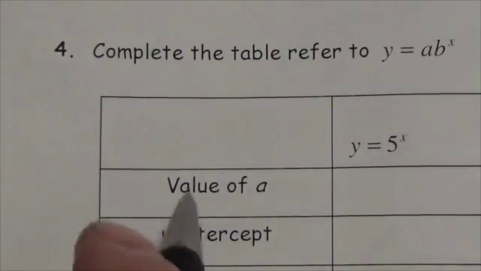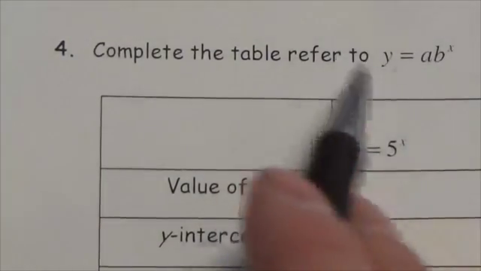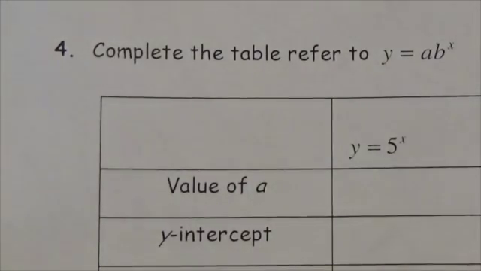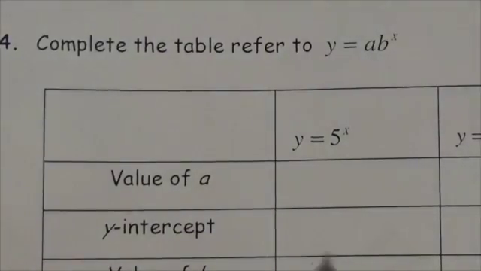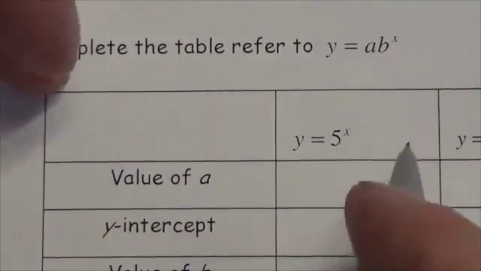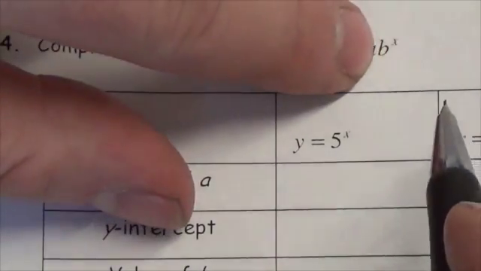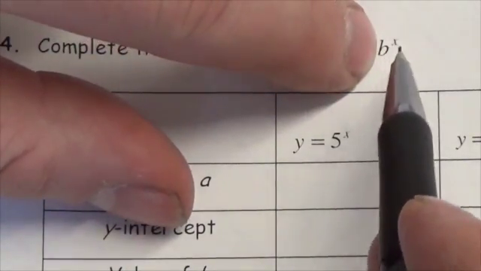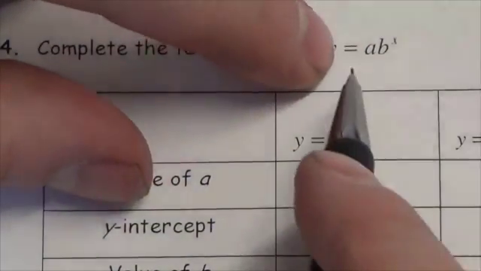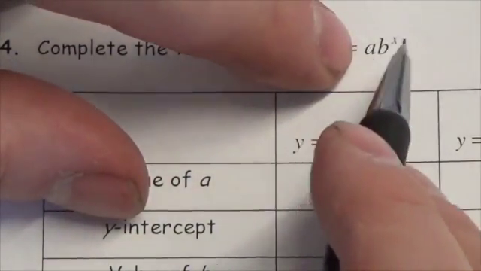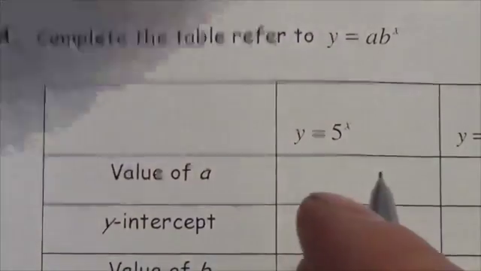Complete the table with reference to y equals ab to the x. For this question right here, we're just going to start to compare specific exponential functions to our general pattern. So take a look at this guy right here, y equals 5 to the x. Notice in our general expression, we've got our exponential part of it, b to the x, and then we're multiplying it by some constant. a is not part of the base. It's multiplied out front here.